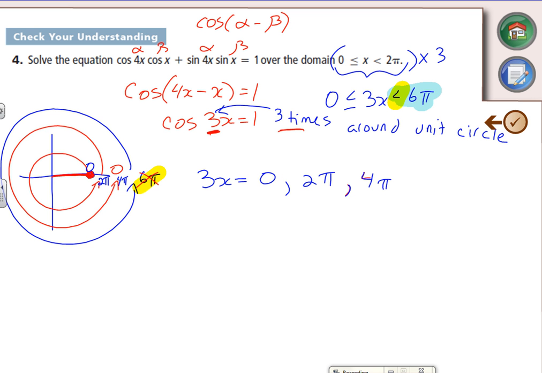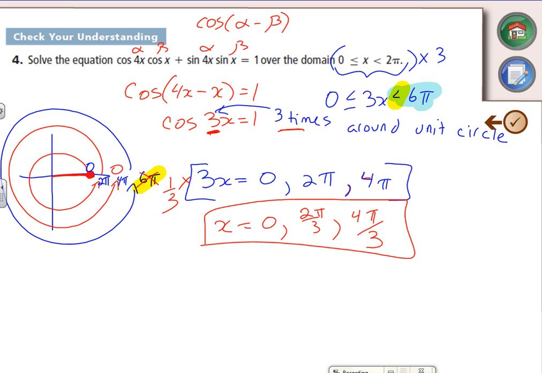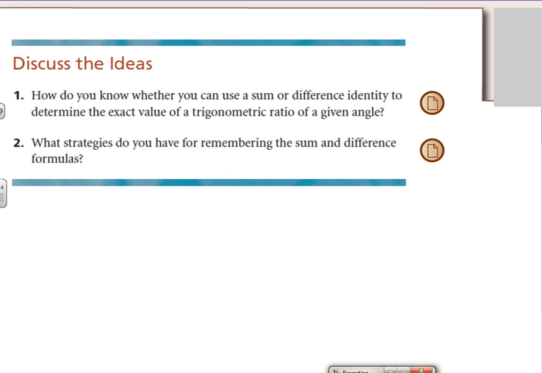I need to deal with that horizontal stretch, which is a horizontal stretch by factor of 1/3, meaning I need to multiply all of my answers by that stretch factor of 1/3. So x equals 0 over 3, that's 0. 2 pi times 1/3, 2 pi over 3, and 4 pi over 3. Boom. Done deal. All right, answer those ones up.